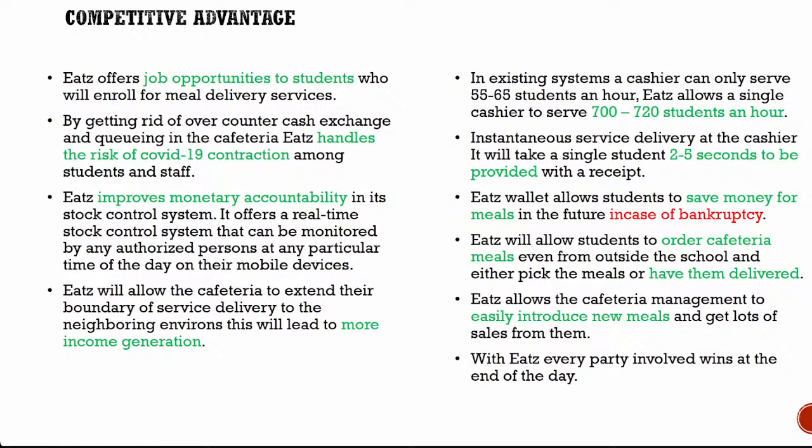In existing systems, a cashier can only serve 50 to 55 students an hour. As you can see, this system does 700 students an hour. So how fast was the receipt given out? Instantaneous service delivery at the cashier, 2 to 5 seconds to serve a student.